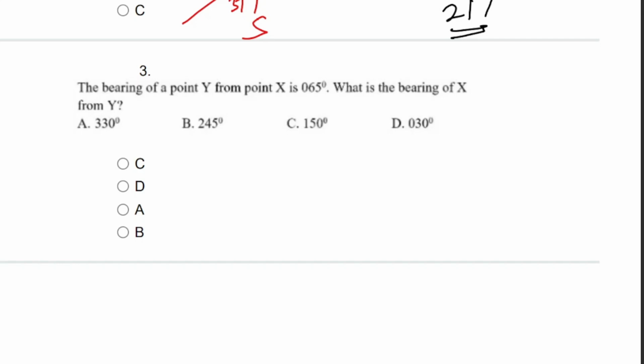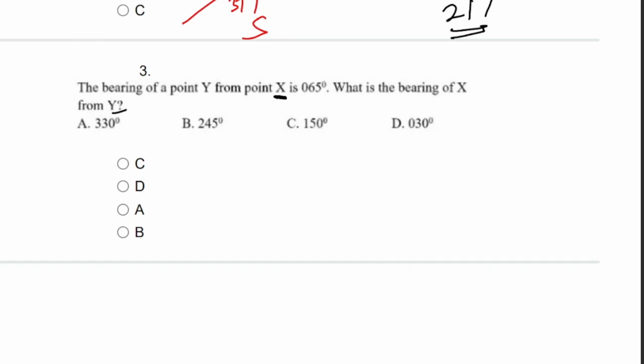Now, there is a shortcut to this. Without sketching it, you can get your answer. What if you are given this is what we call back bearing. You can see the bearing of a point Y from point X, so the starting point is X. Now, what's the bearing of X from Y? We are doing the opposite of it. So this is what we call back bearing.